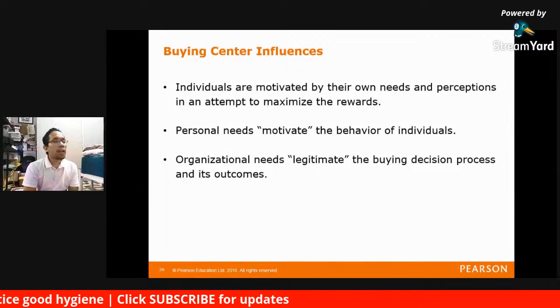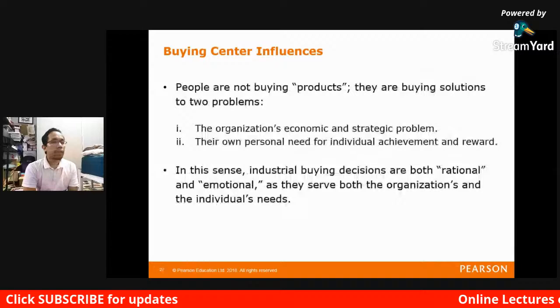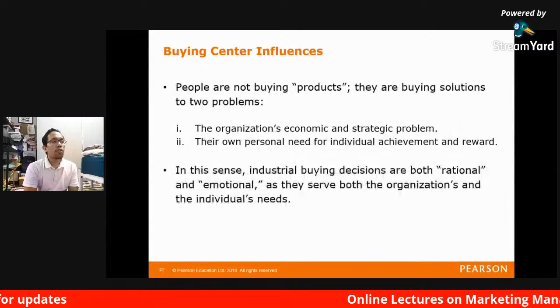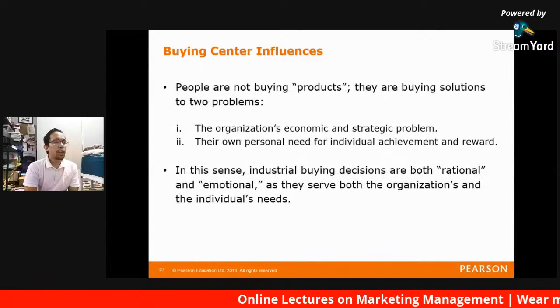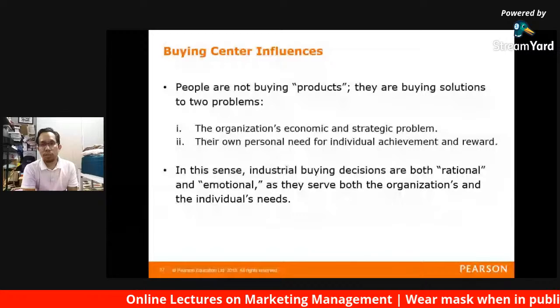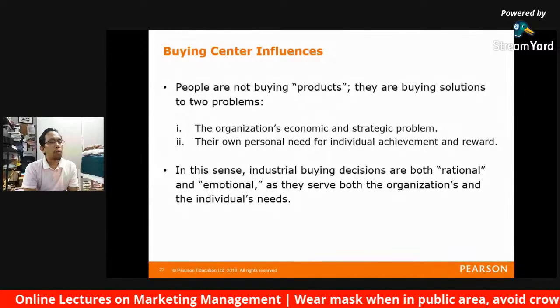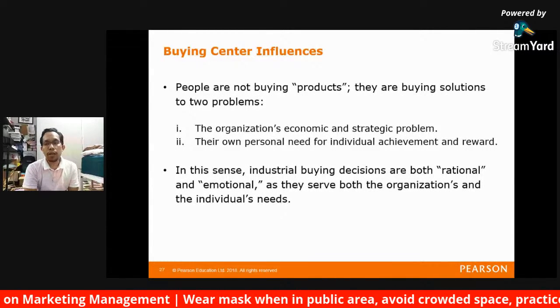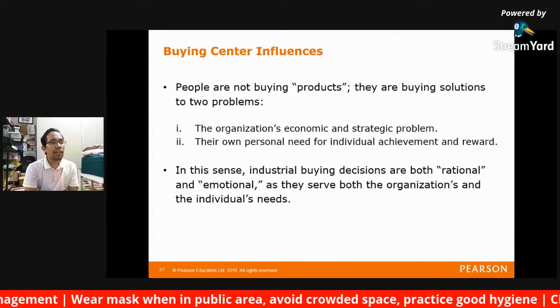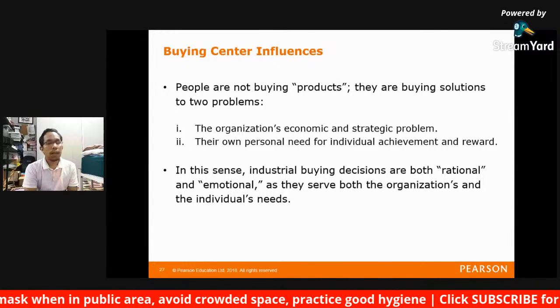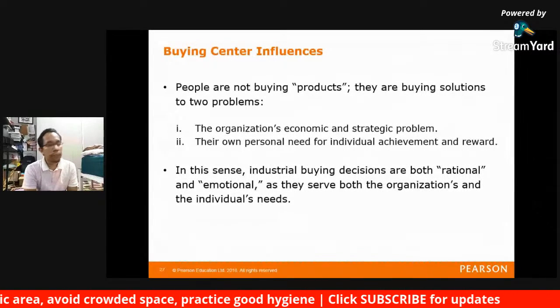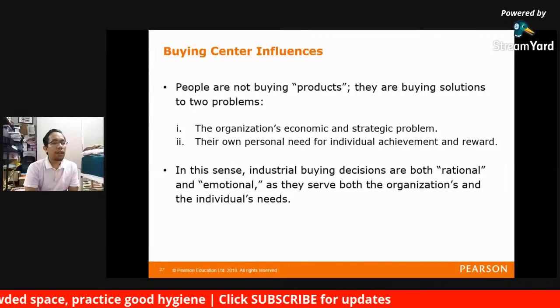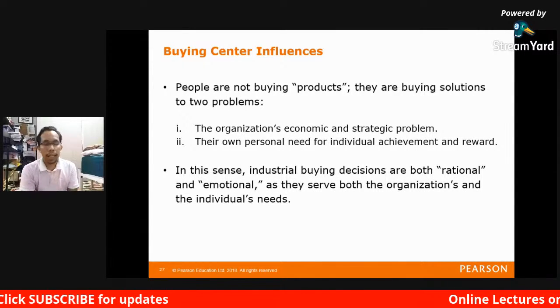People are not buying products. They are buying solutions to two problems: the organization's economic and strategic problem, and their own personal need for individual achievement and reward. In this sense, industrial buying decisions are both rational and emotional, as they serve the organization's and individuals' needs.